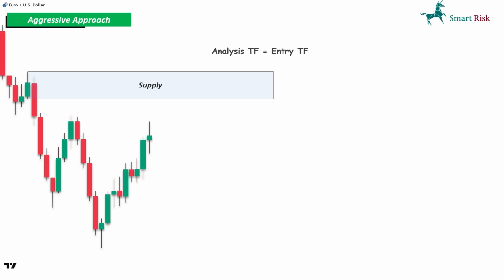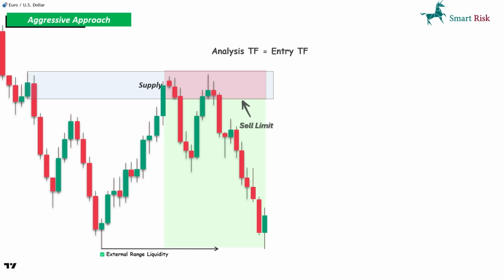For placing a short position using this model, your entry should be set at the lowest point of the supply zone. To manage risk effectively, place your stop loss a few pips above the highest point of that zone. When it comes to take profit, you can target the nearest external liquidity on the same time frame, since we expect the price to move in that direction. Alternatively, you can aim for a higher time frame major liquidity level to achieve a better reward-to-risk ratio.